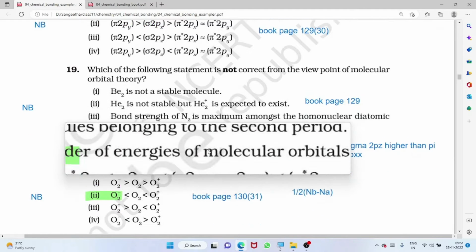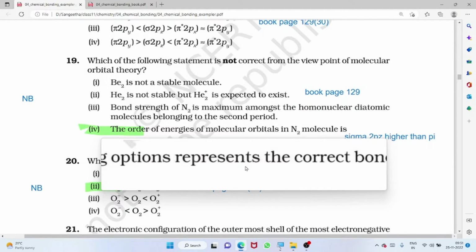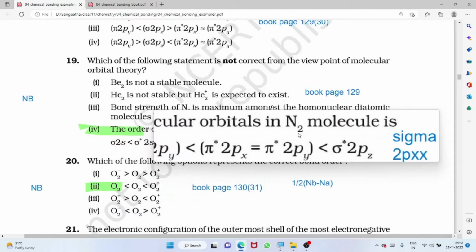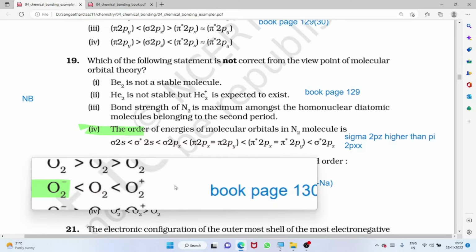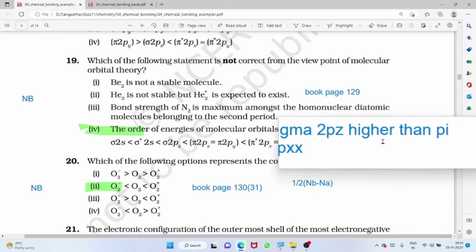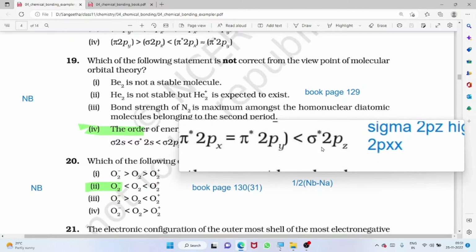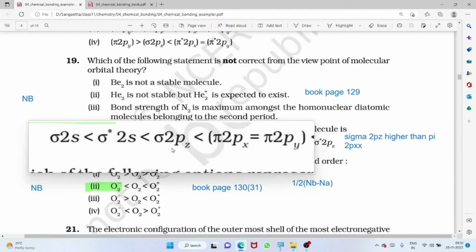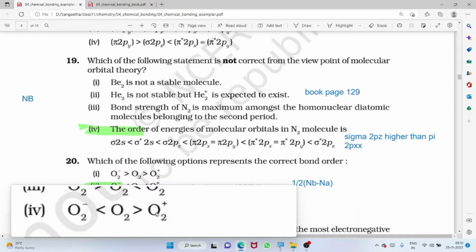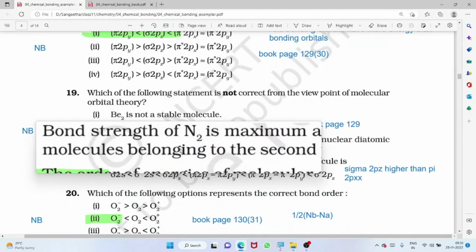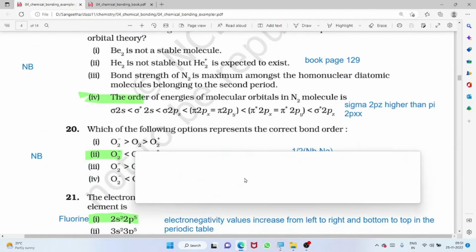Which of the following statements is not correct from the viewpoint of the molecular orbital theory? So here also for the nitrogen they have given the order of energy. See here, sigma 2pz is higher than the pi 2px. Okay, so sigma 2pz should come after pi 2px. I already showed you the nitrogen energy level diagram.